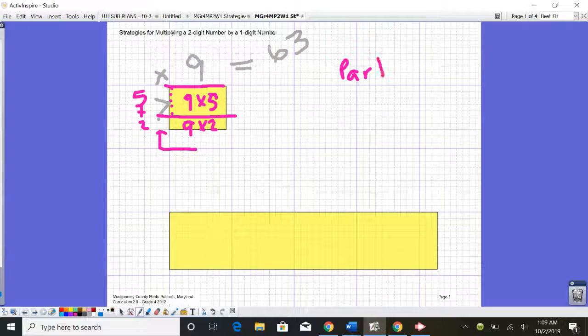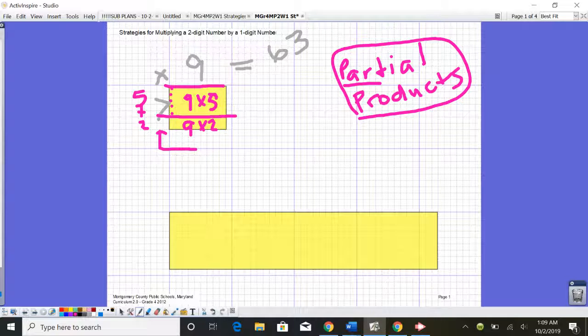I have partitioned the array into 2 parts to find products that I can use separately. Once I find the 2 partial products, I can add them back together to find the total product of the entire array. So let's check our work.